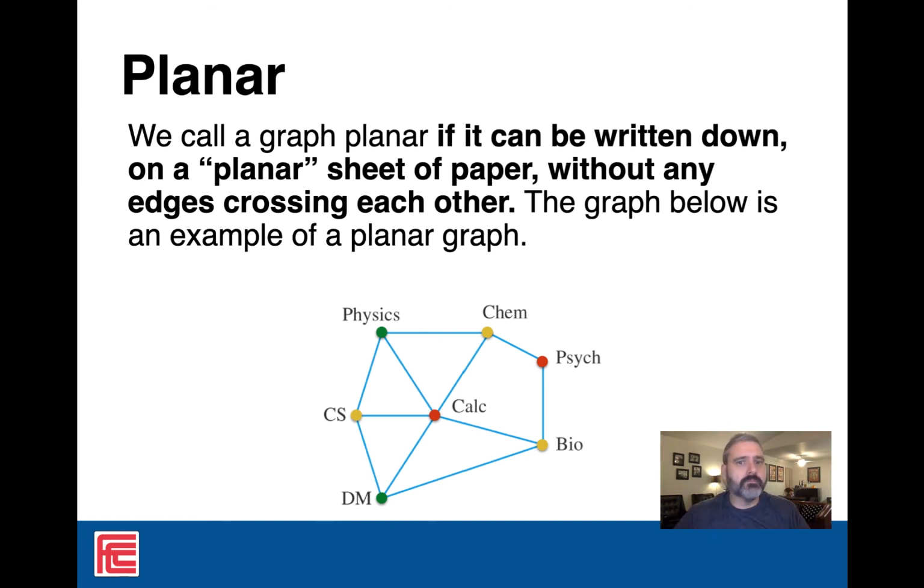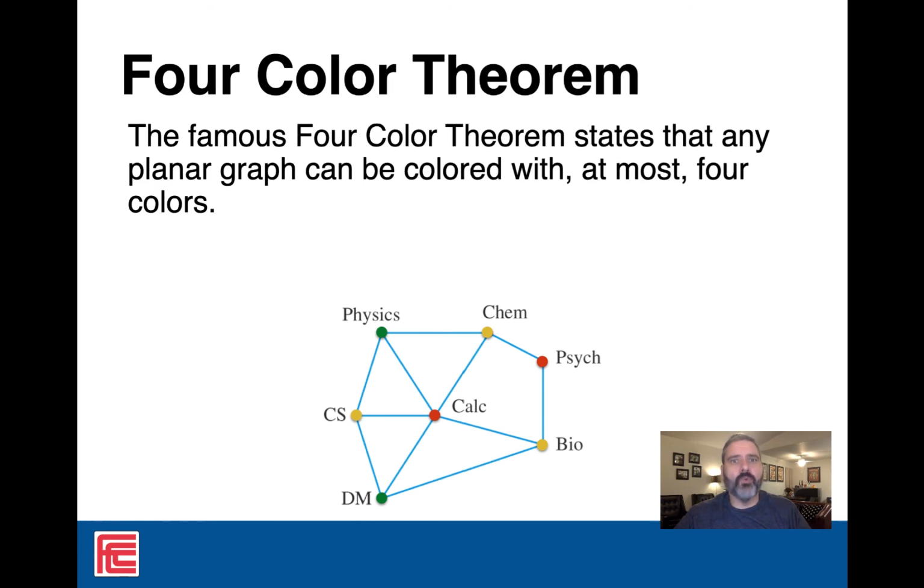So if that's the case, there's this thing called the 4-color theorem. The 4-color theorem states that for any planar graph, you can color it with at most 4 colors without having to worry about any of the colors overlapping, right? You can see that chemistry is not connected to any other yellow dots, calculus is not connected to any other red dots, and physics is not connected to any other green dots. In other words, we've kept them all separate, which was our whole goal.